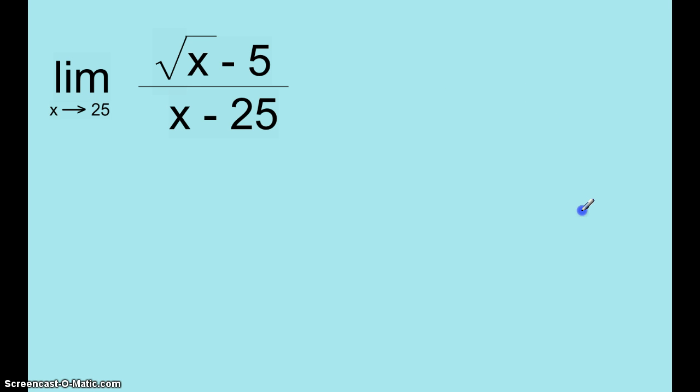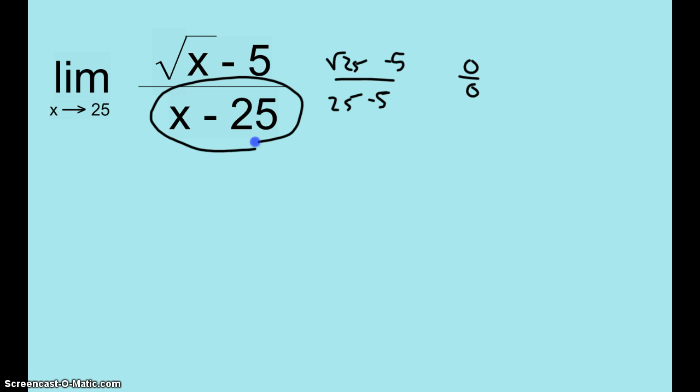Alright. When we replace, we get the square root of 25 minus 5 all over 25 minus 5, 0 over 0. So let's look at this and think of this as the difference of two squares. I know this isn't a square, but we're going to try to think of it that way because we want to see if we can mess around with this.